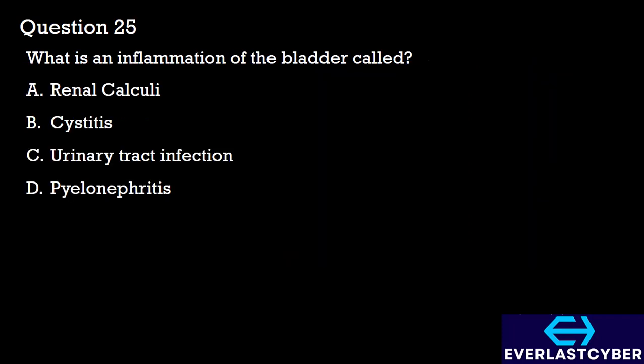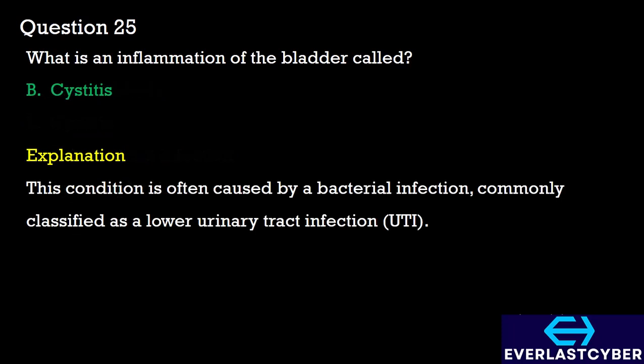Question 25. What is an inflammation of the bladder called? A. Renal calculi, B. Cystitis, C. Urinary tract infection, D. Pyelonephritis. Our answer here is option C. Cystitis is a condition that is caused by a bacterial infection, and it is commonly classified as a lower urinary tract infection. Symptoms may include pain during urination, frequent urge to urinate, and abdominal discomfort.